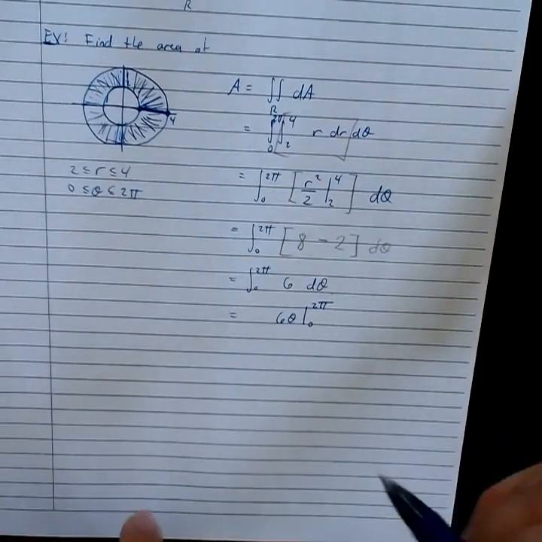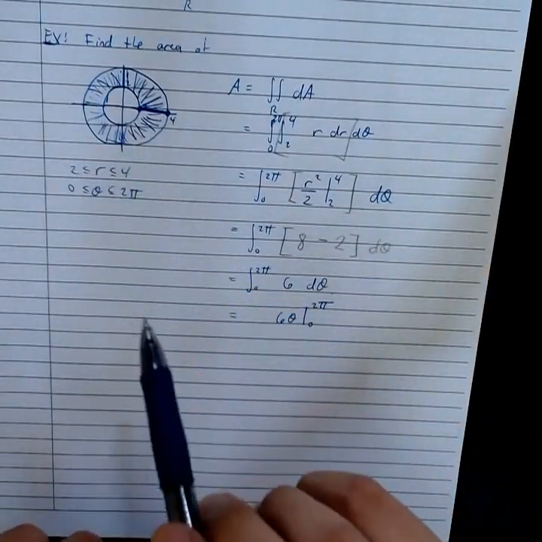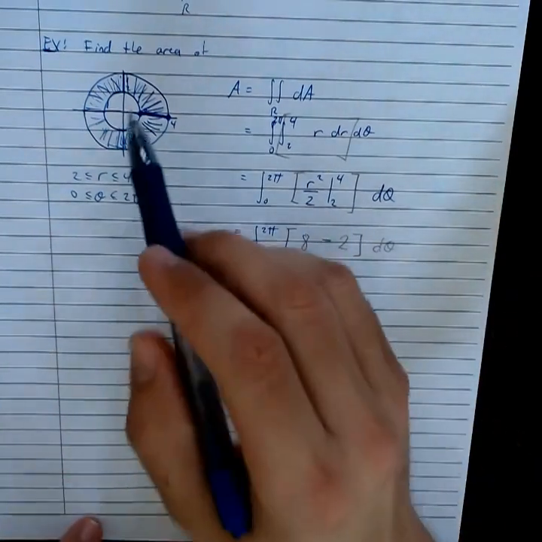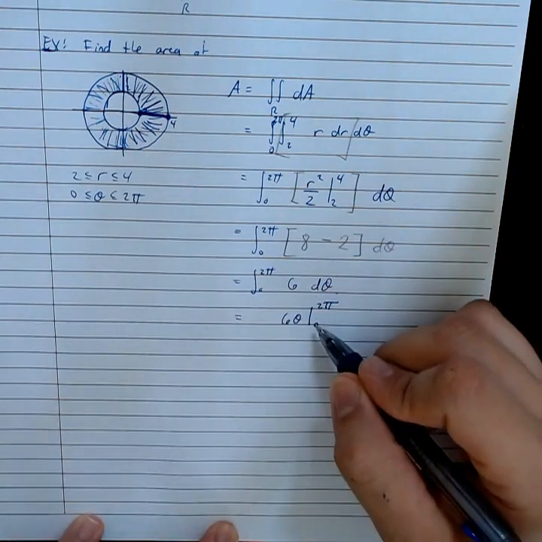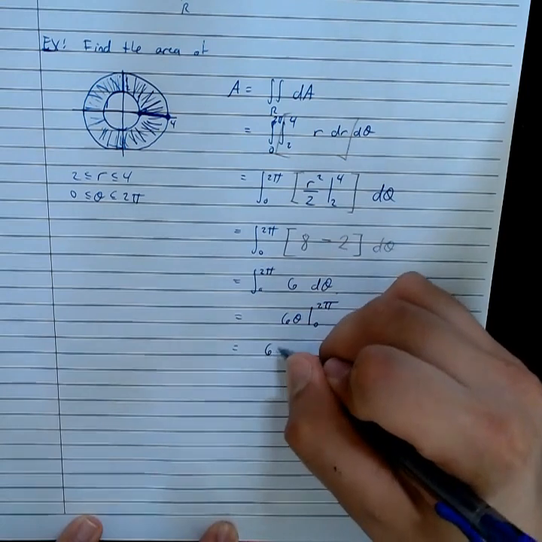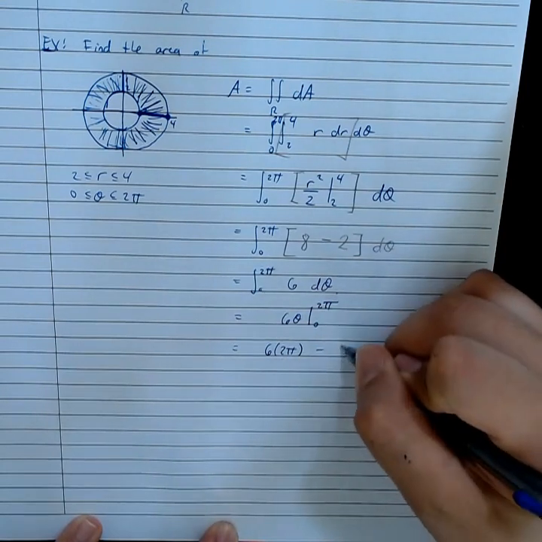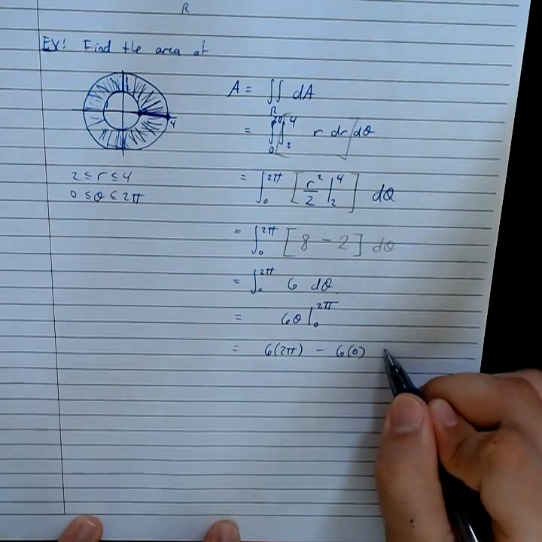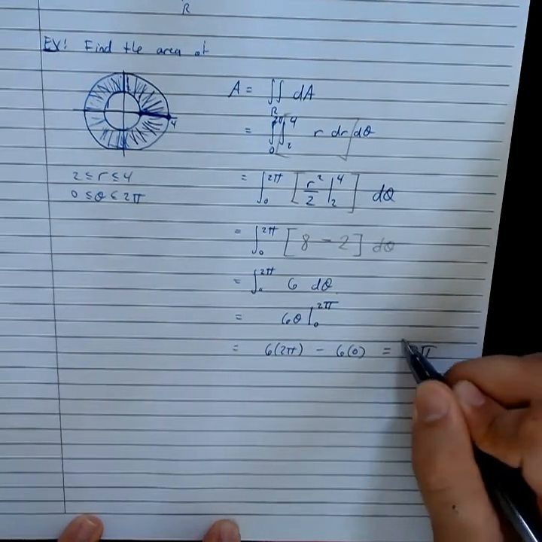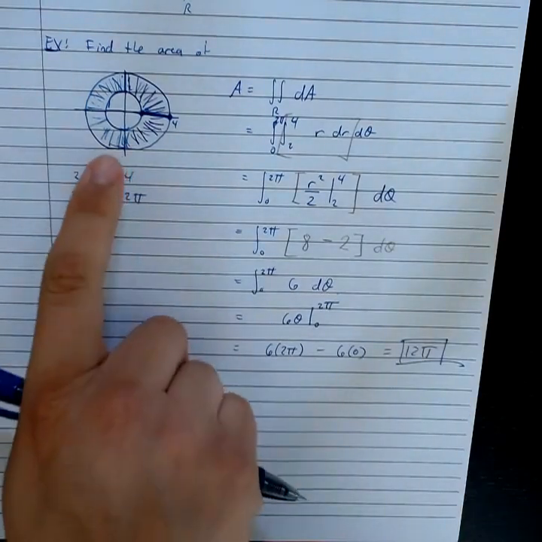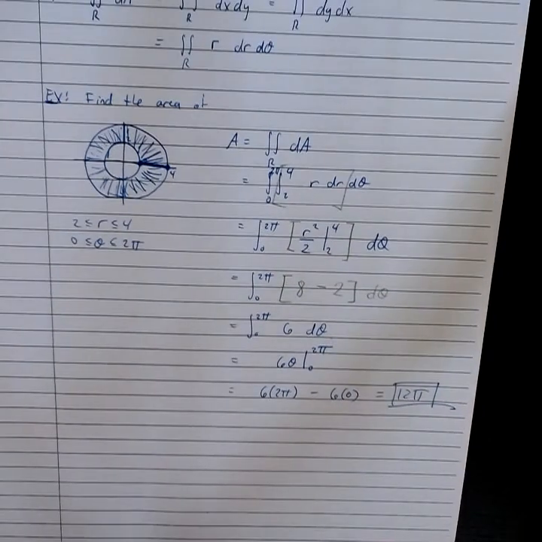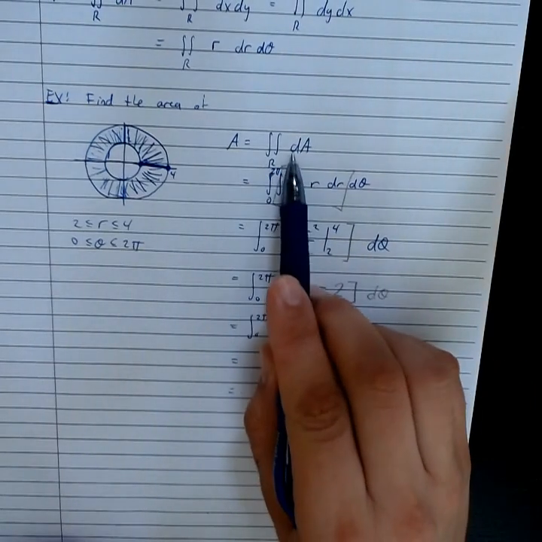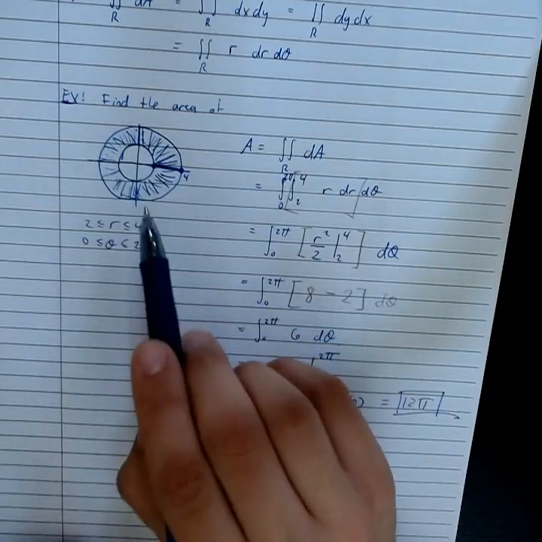Just like that. All of our expressions for now are nice and straightforward. In later sections, we'll start seeing some that are just a little bit more involved, but really not that much more. So here, we can evaluate at 2 pi, 6 times 2 pi. We can evaluate at 0, 6 times 0. And when we subtract, we get our result. The area of this region is given by 12 pi square units. Notice this is an area, whereas the previous one was a volume. The main difference is that here, we're simply integrating the area. We're adding up all the area that we have.